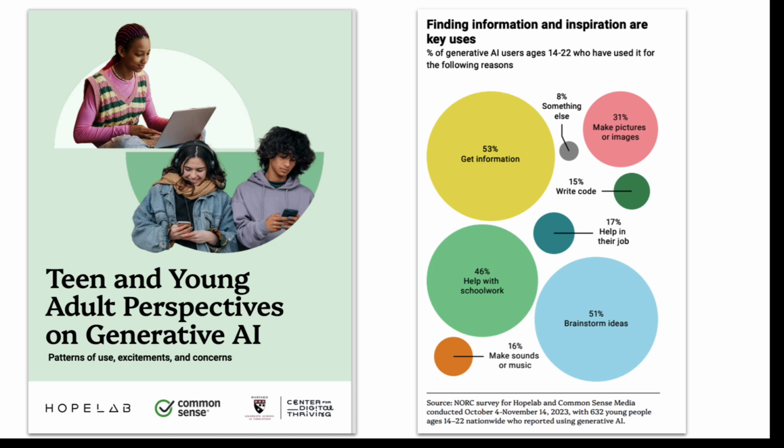A couple of recent studies talk about the level of use that is happening relating to young people and adults relating to AI. In fact, this one from Common Sense Media, the Berkman School at Harvard, and a couple of other sources is saying that 53% of young people are getting information from generative AI tools. This is ages 14 through 22. 31% are using it in image creation, 46% for help with schoolwork, 51% as brainstorming tools, and 16% to help them make music.